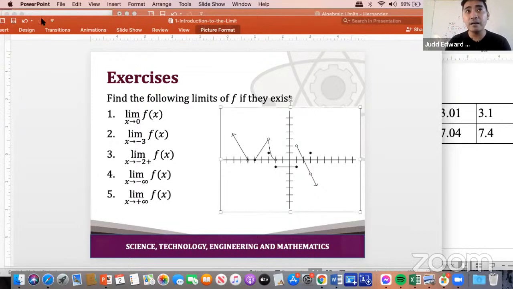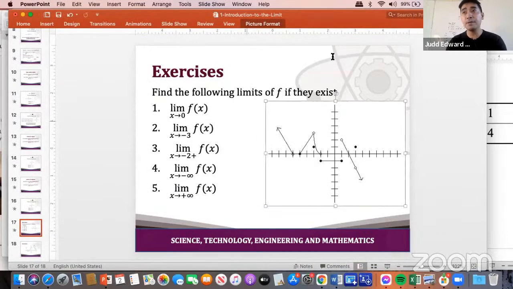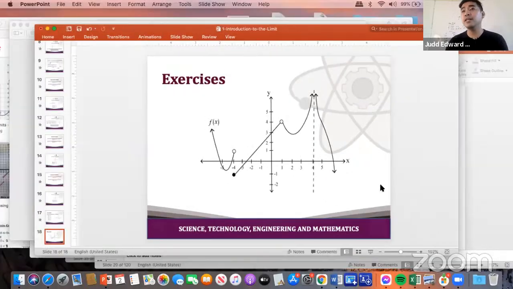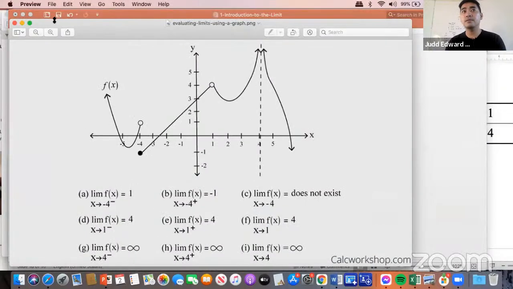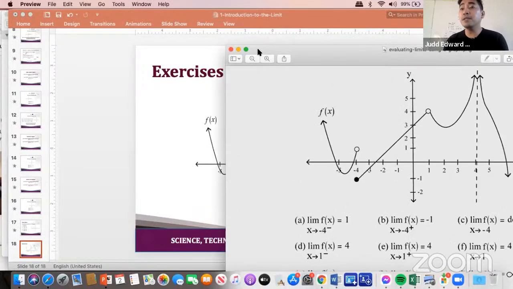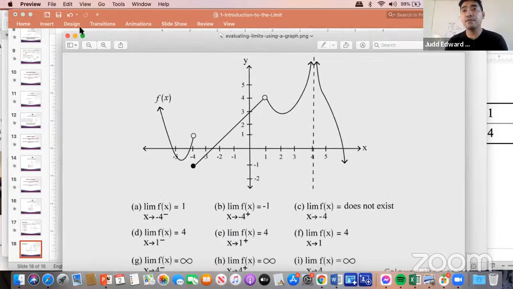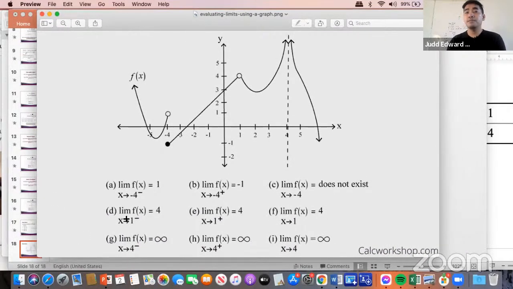Maliwanag na po ba yung pag-analyze ng graph if we are looking for the values of the limits? Maliwanag po? Yes po. Okay, let's have another. Okay, ito naman. Subukan natin to. Okay, bigay nyo nga sa akin yung answer. Number 1, what will be the limit of f of x as x approaches negative 4 from the left? Okay, ito yung negative 4.